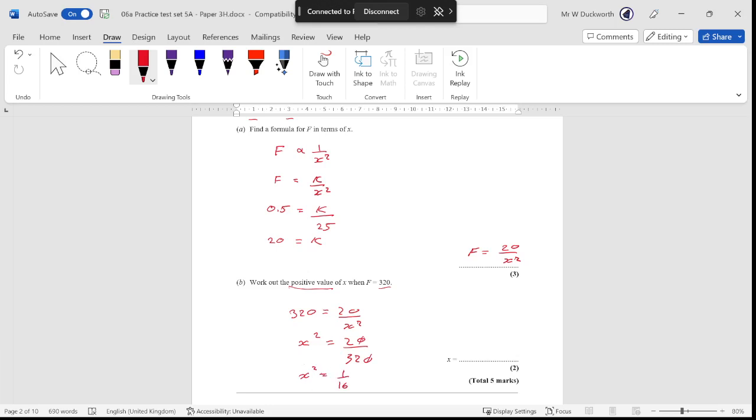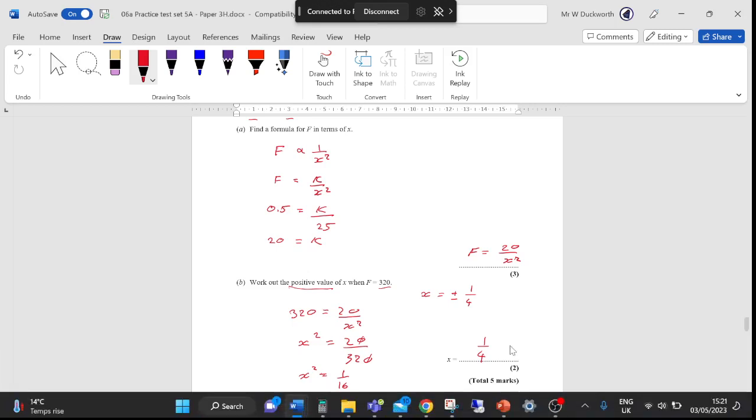And if you square root that, you get a plus or minus. So I'll write it once with a plus or minus. So plus or minus, square root of 1 is 1, square root of 16 is 4. The question only asks for the positive value though, so we're only after the quarter value.